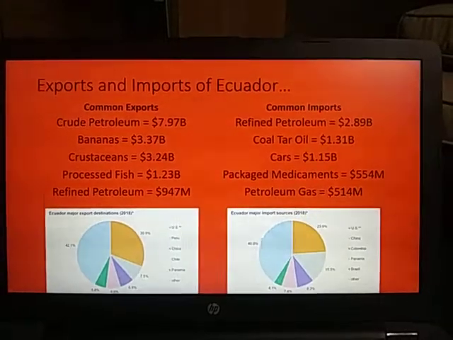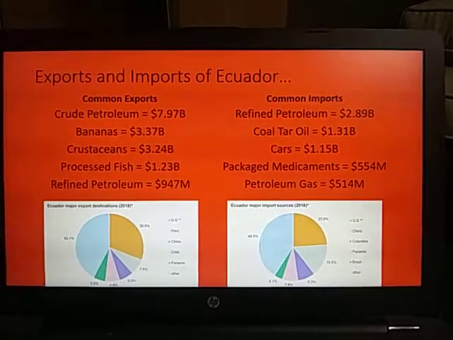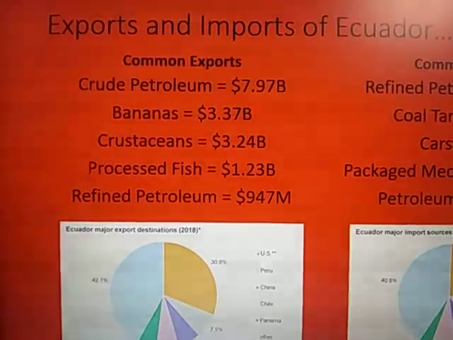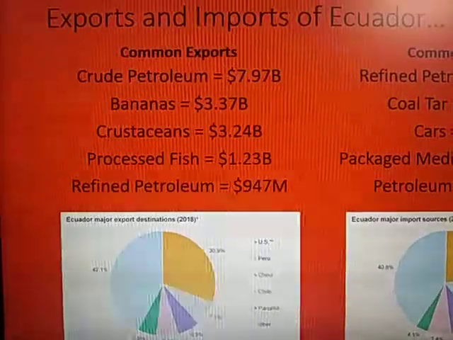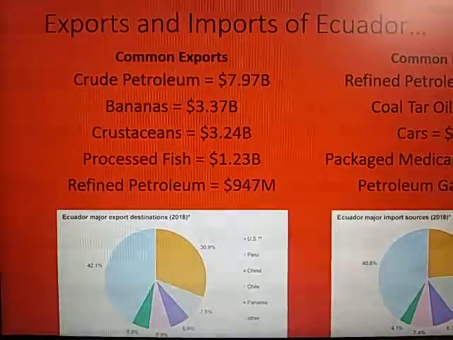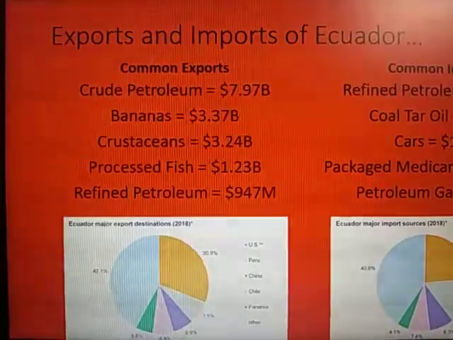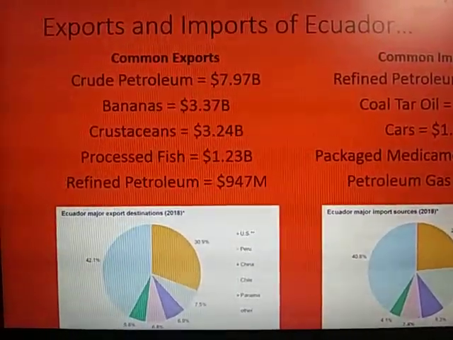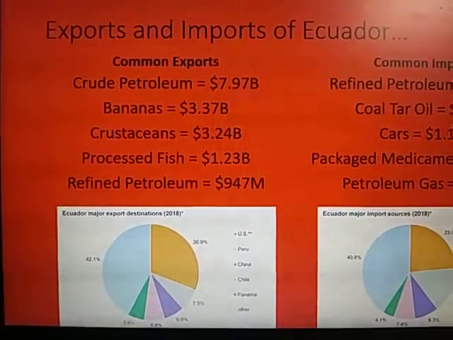Some exports and imports of Ecuador are as follows. Some common exports, which would be over here, are crude petroleum, which is around $7.97 billion. Bananas, which are around $3.37 billion. Crustaceans at around $3.24 billion. Processed fish, which is around $1.23 billion. Refined petroleum, which is around $947 million.